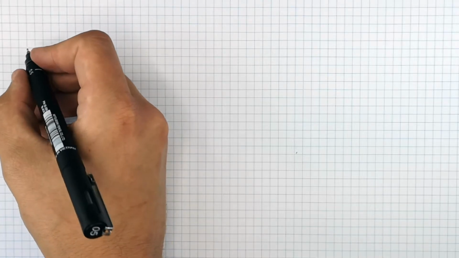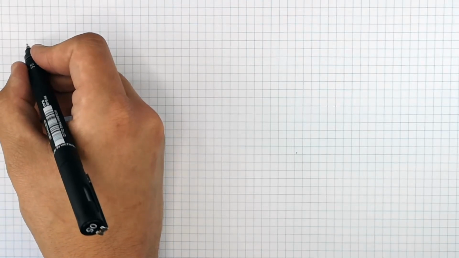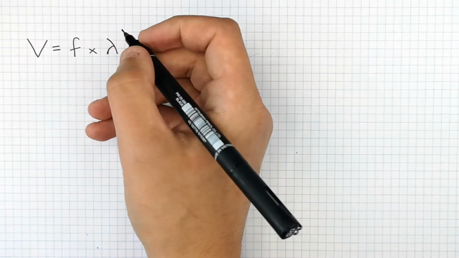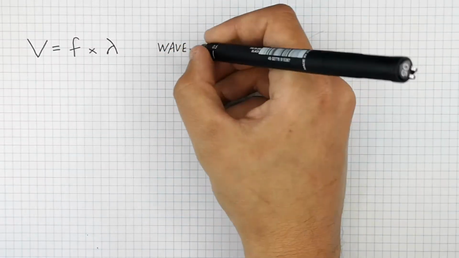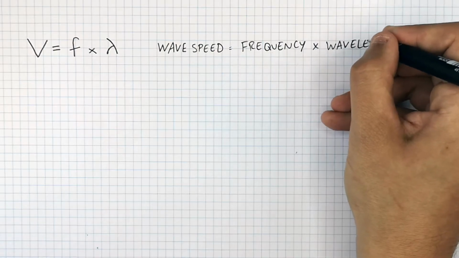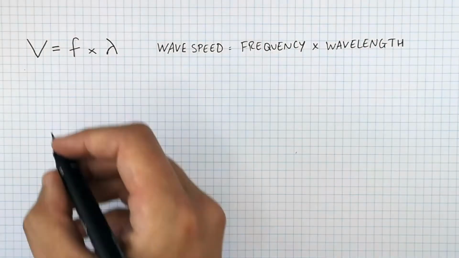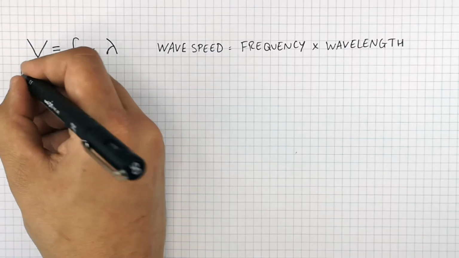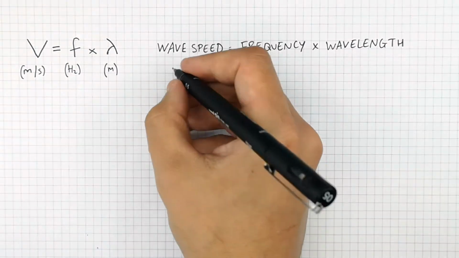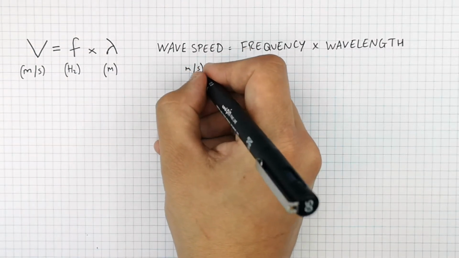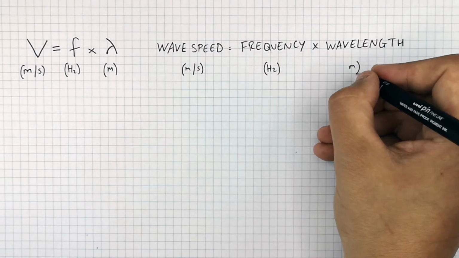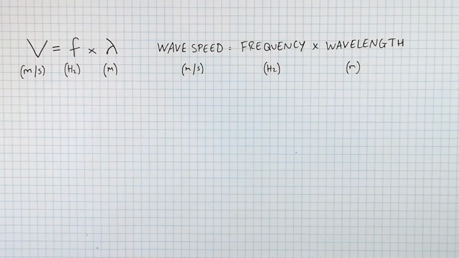The equation that links wave speed, frequency, and wavelength is V equals F times lambda, whereby V is the wave speed, F is the frequency, and lambda, the upside down Y, is wavelength. The unit for V is meters per second, the unit for F is hertz, and the unit for lambda is meters.